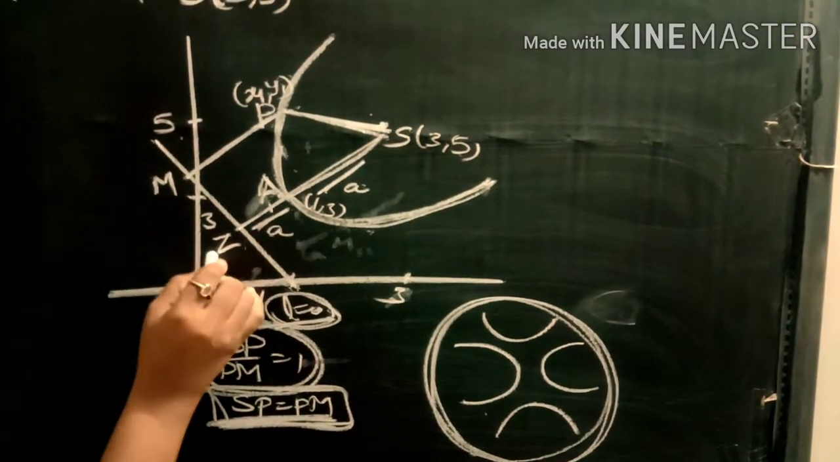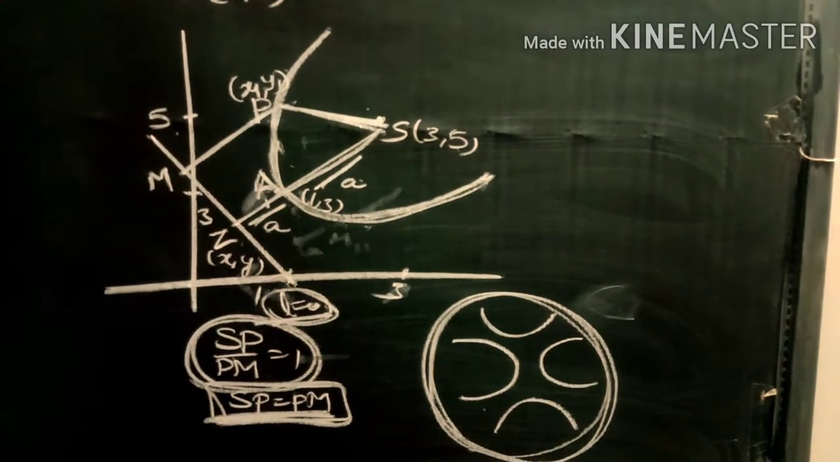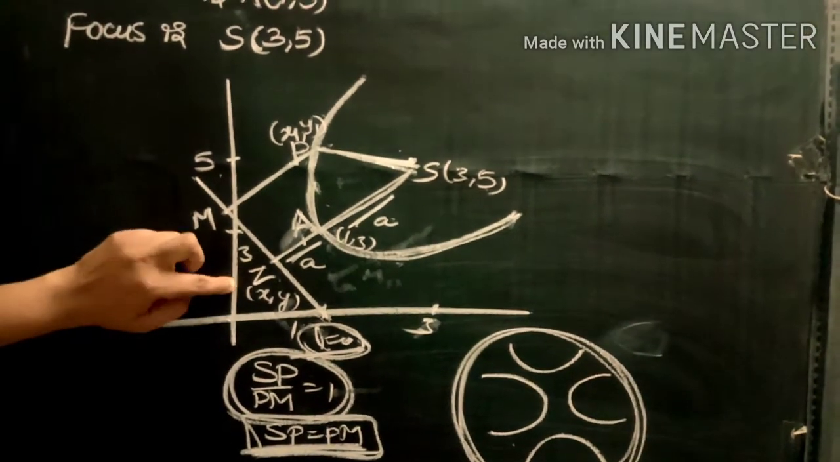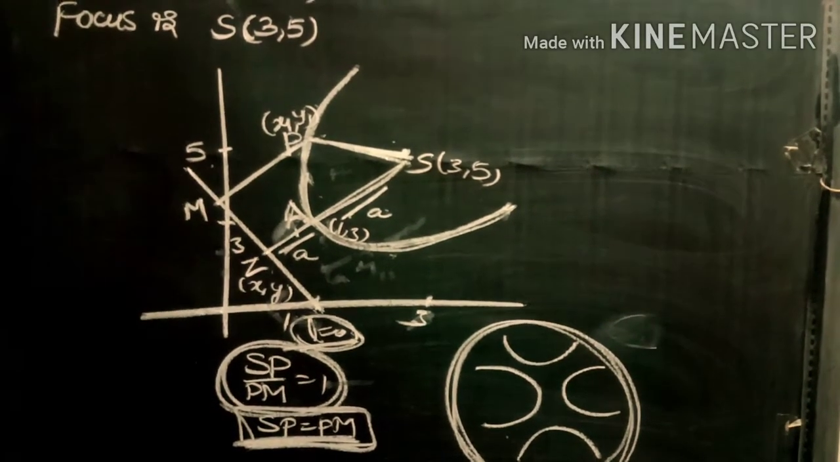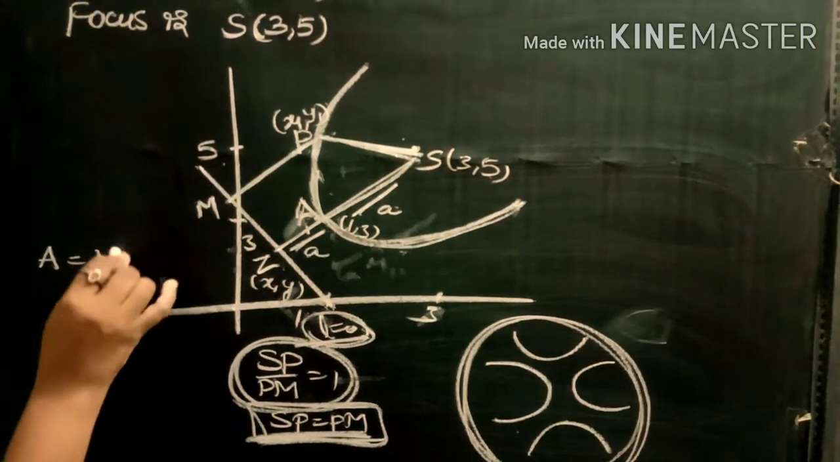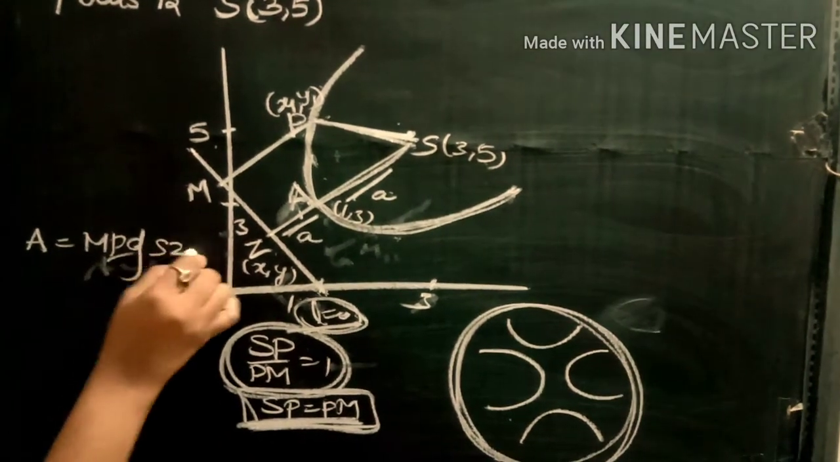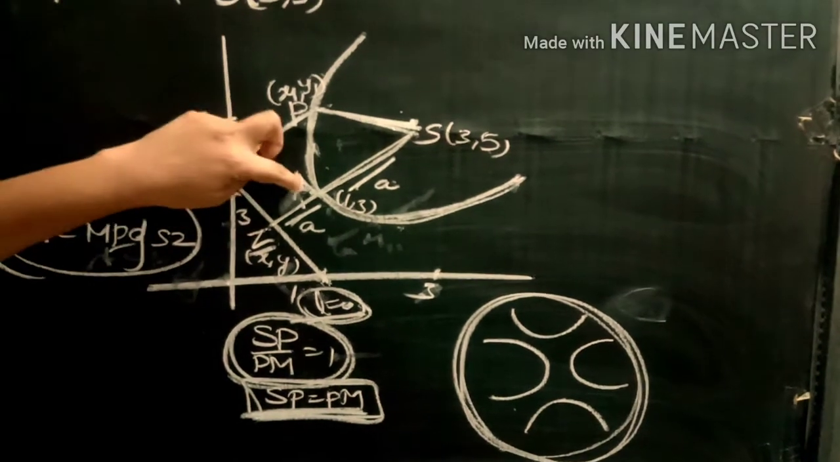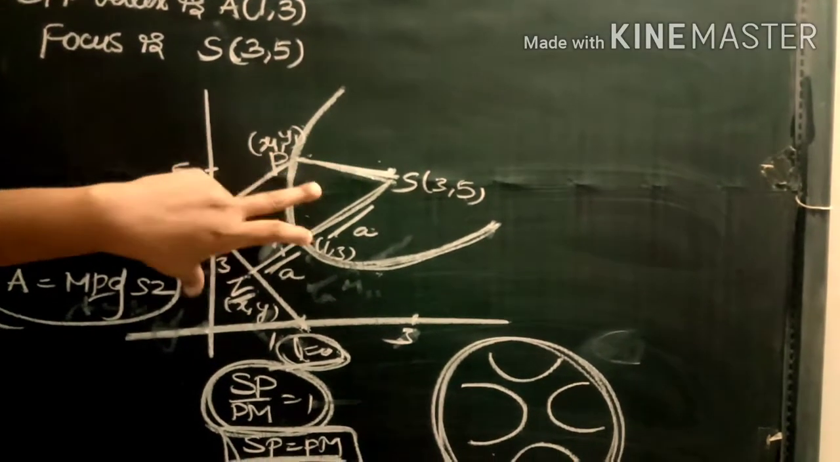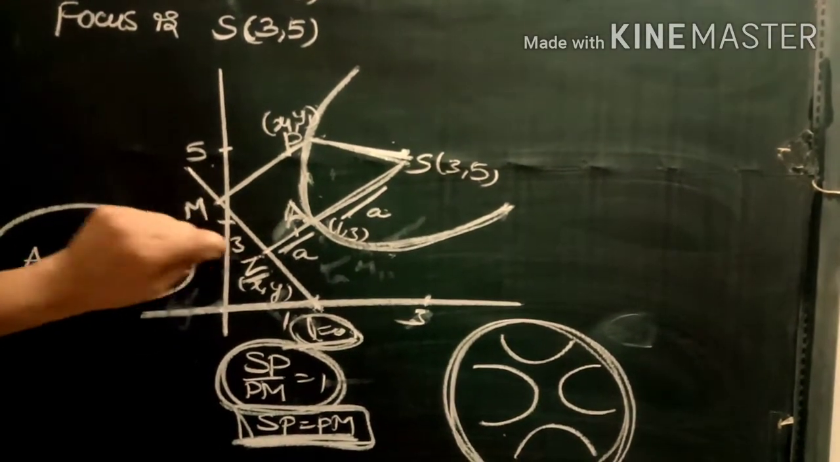Now we want the coordinates of Z. How do we find them? Clearly A is the midpoint of these two points, so we apply the condition A is equal to the midpoint of SZ. By using this condition, we can get the coordinates of Z.